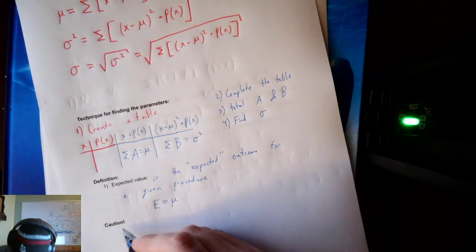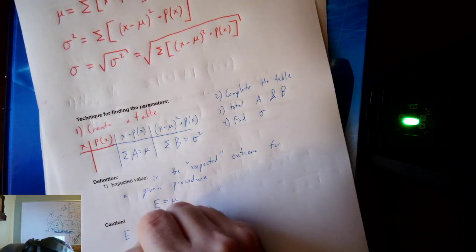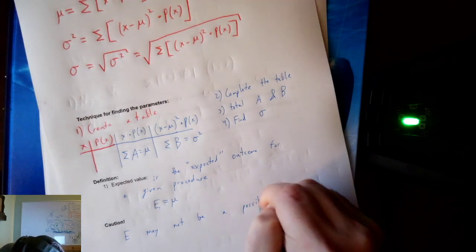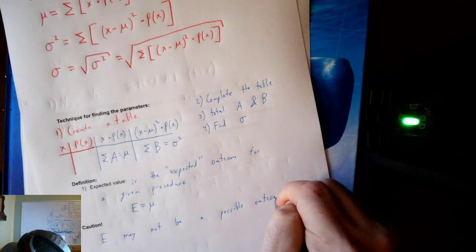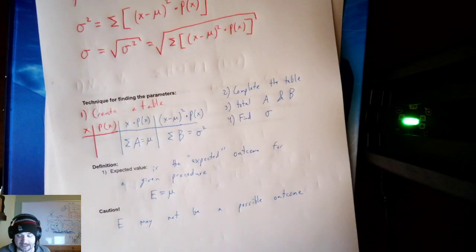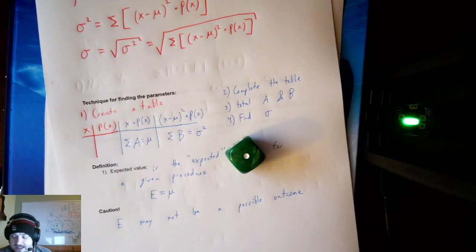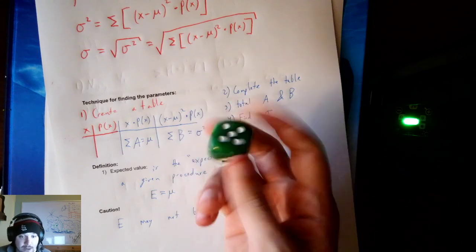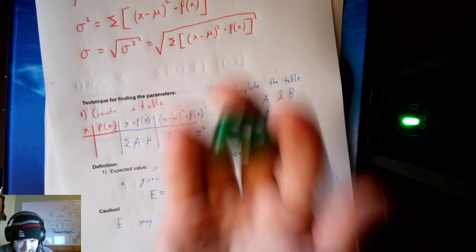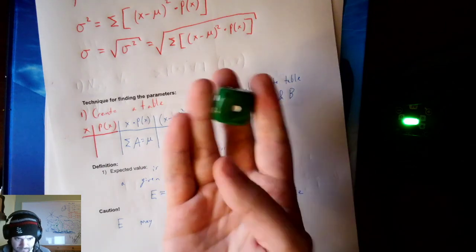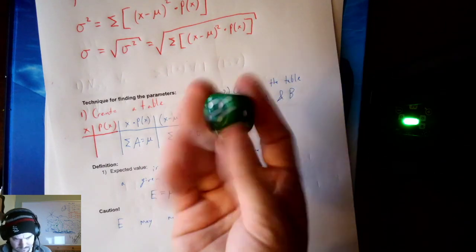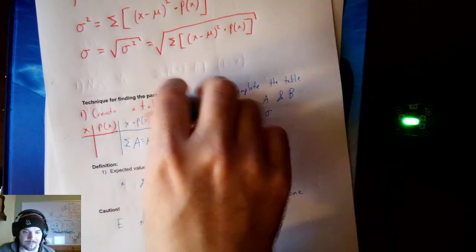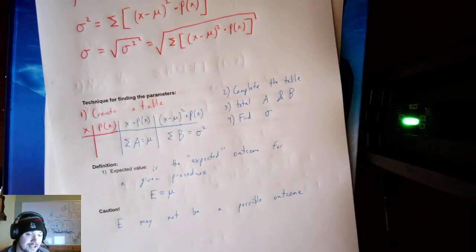Now, be careful. E may not be a possible outcome. Just because it's the expected outcome does not mean it's possible. On the dice, we said the average value on a die is 3.5. That's the expected outcome, is a 3.5. I can never roll a 3.5, right? But it's still the average outcome. So, I need to keep that in mind, that just because I can never roll a 3.5 doesn't mean the average outcome isn't a 3.5.